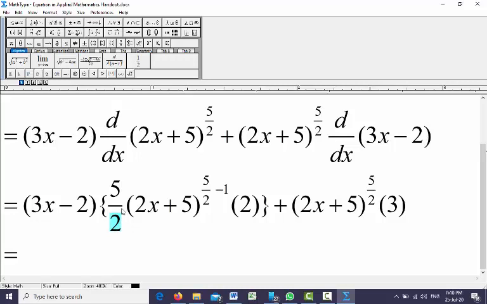So we will have only 5 here. That means what we can write is 5 multiplied by 3x minus 2, and these 2 and these 2 cancel each other out, so we will have only this one.